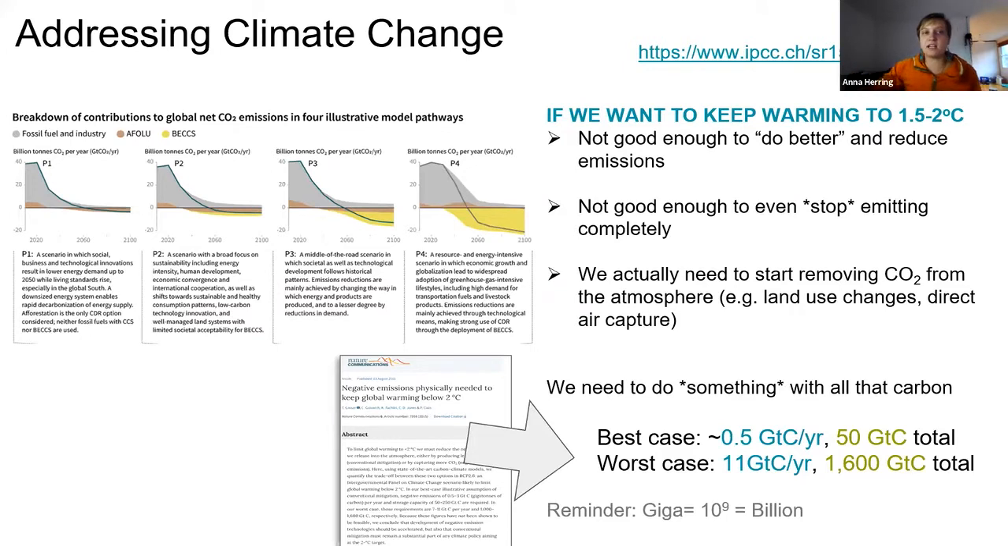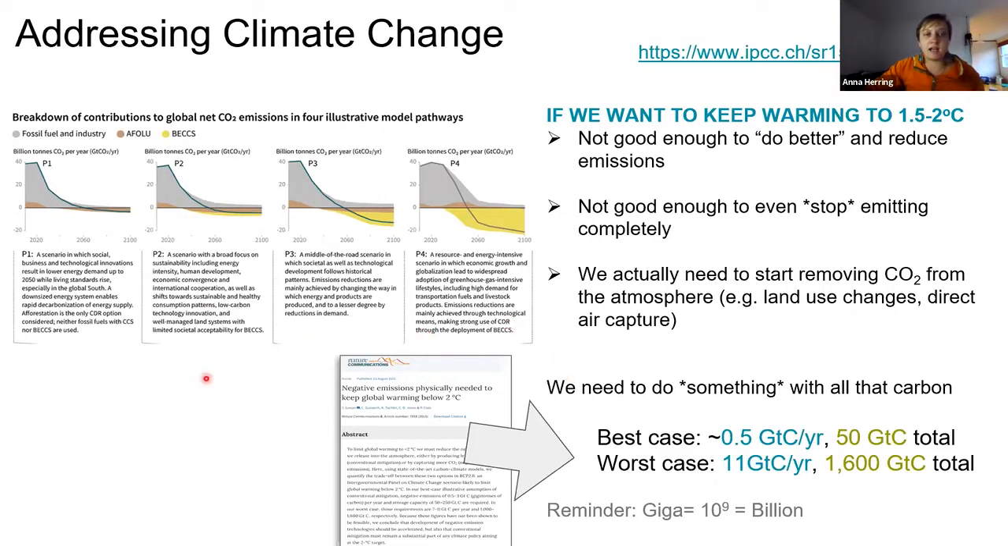Okay, so the takeaway here is that if we want to limit warming to something like 1.5 or 2 degrees Celsius, it's not good enough to do better and reduce our emissions. It's not even good enough to just stop emitting entirely. We are actually going to need to start removing CO2 from the atmosphere via land use changes or some other technologies. And eventually we're going to need to do something with all of the carbon dioxide that we're removing.